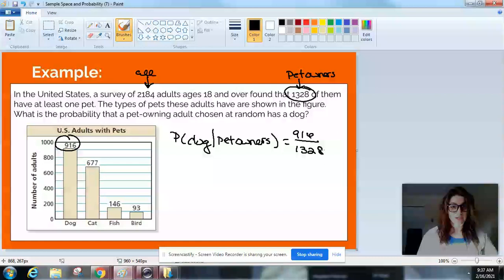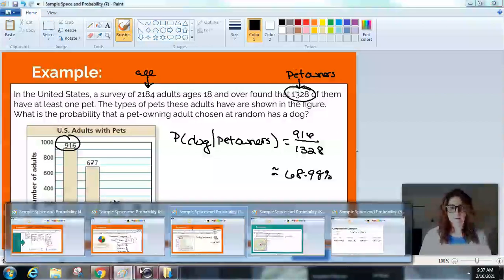You can leave it like that, or I just tend to always change anything to a percentage most of the time. So 68.98% of pet owners own a dog. Now, one thing to bring up, if you actually add these together, it is going to be more than 1,328. And that is because 1,328 is at least one pet. Some of those, maybe they own a cat and a dog. Maybe they own a bird and a fish, or a bird and a cat. They might own multiple pets. Maybe they own all 4. So we don't want to include them as duplicates. So we're only using the 1,328.